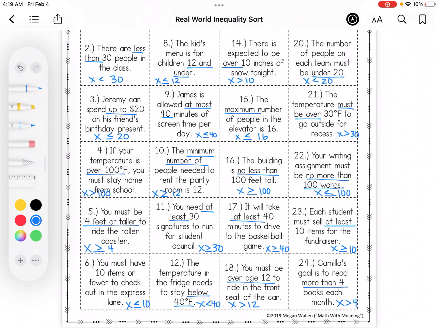All right, so that's what we're doing today in class, is really looking at what each of those keywords mean and really looking at whether there's a line under the inequality and which direction that inequality is going. If you have questions, please let me know.